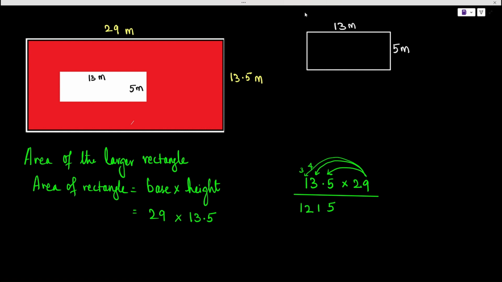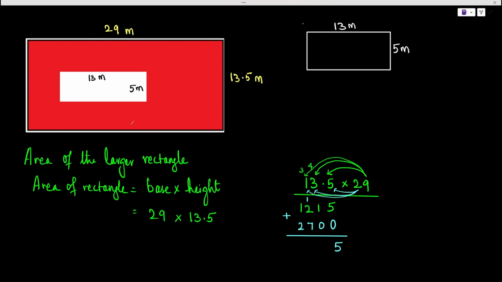Now we can add a 0, because we're moving on to our tens now, and we have 2 times 5, which is 10. So we write our 0, carry our 1. Then we have 2 times 3, which is 6. We add our 1, which is 7. And we have 2 times 1. That's just 2. And now we can add our two numbers together.